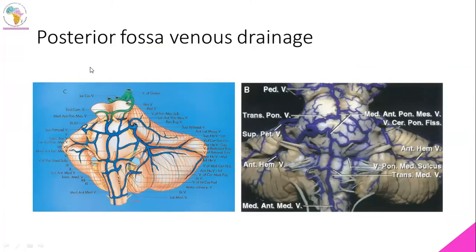If we discuss the infratentorial venous drainage, or the posterior fossa venous drainage, we can see that along the surface of the brainstem we have horizontal channels that run along the sulci of the brainstem, vertical channels that run along the sulci of the brainstem, and another set of horizontal channels that connect with each other. And we have cortical veins that run along the surface of the cerebellum.